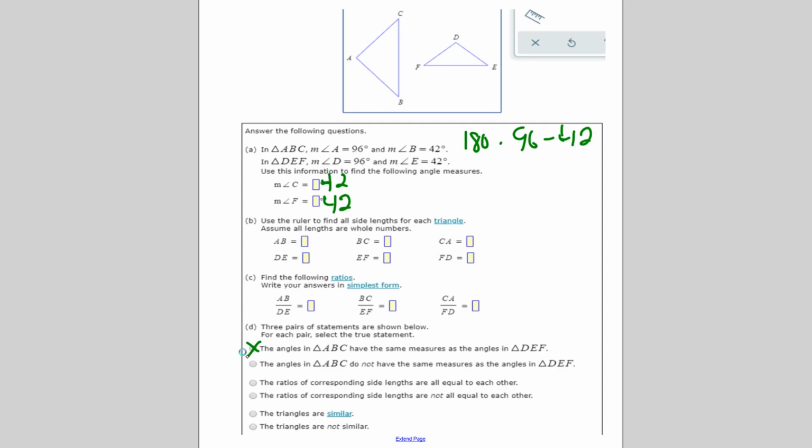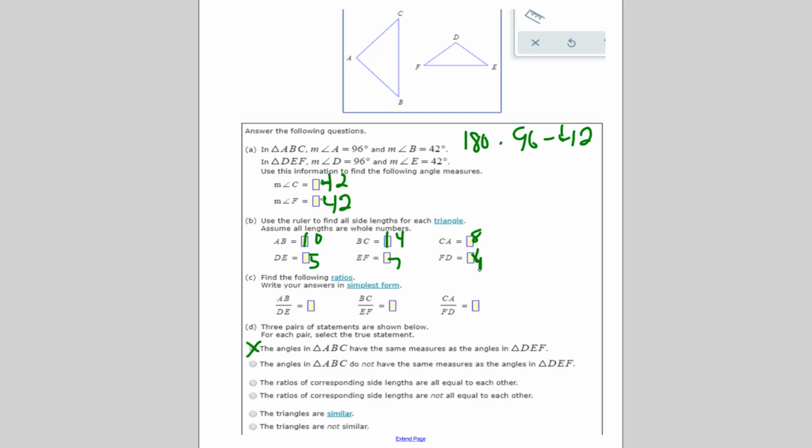The next part of this problem asks you to use the ruler to actually measure the sides of the triangles. I do not have the ruler to measure the sides, so I'm just going to make some numbers up that are going to work with this problem. So we're going to say that side AB is 10. We're going to say side DE is 5. We're going to say BC is 14. EF is 7, and then CA is 8, and FD is 4.